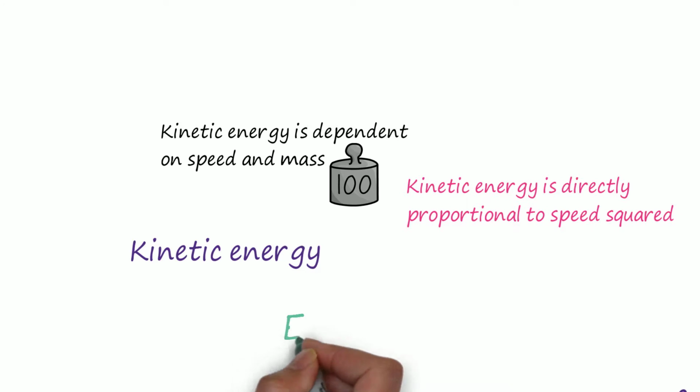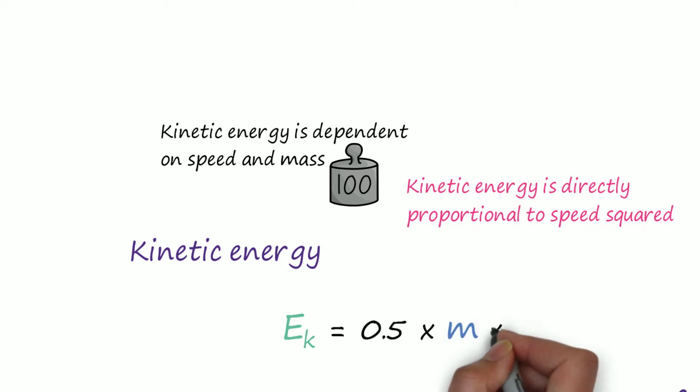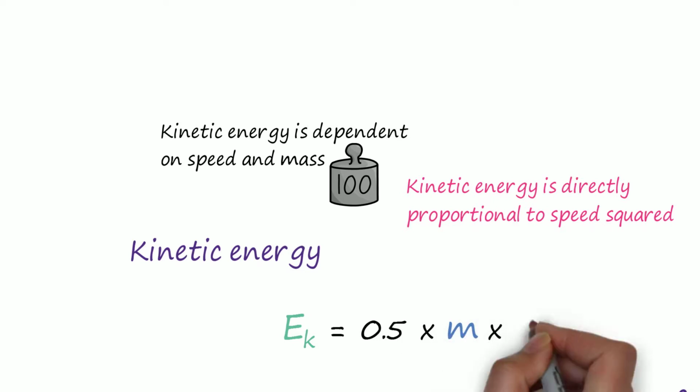Kinetic energy, which is measured in joules, equals a half times the object's mass, which is measured in kilograms, times the speed of an object squared, which is measured in meters per second squared.